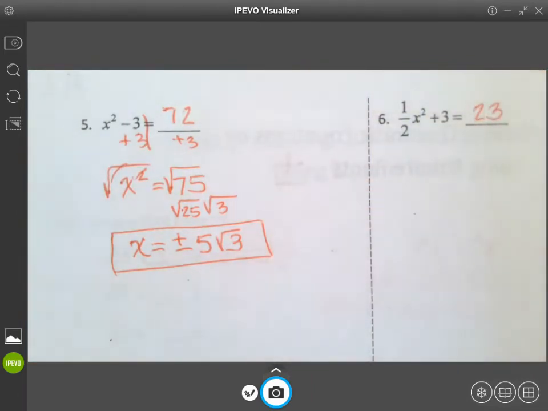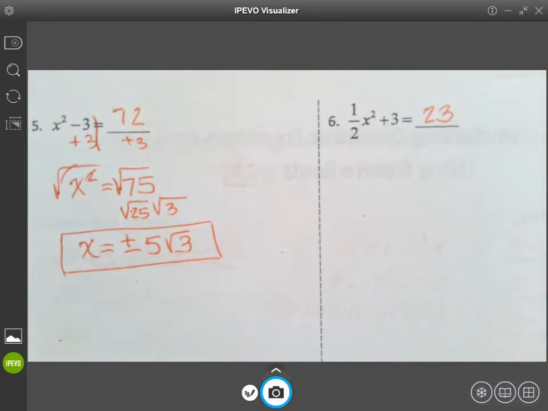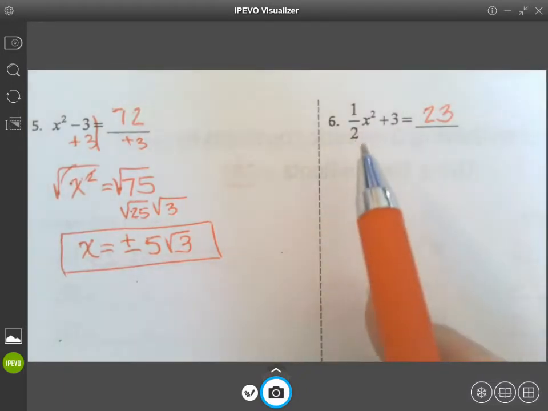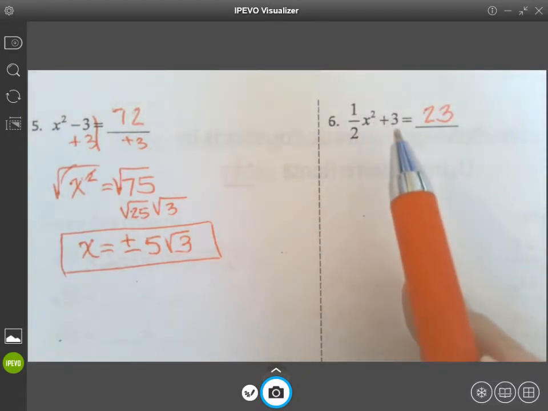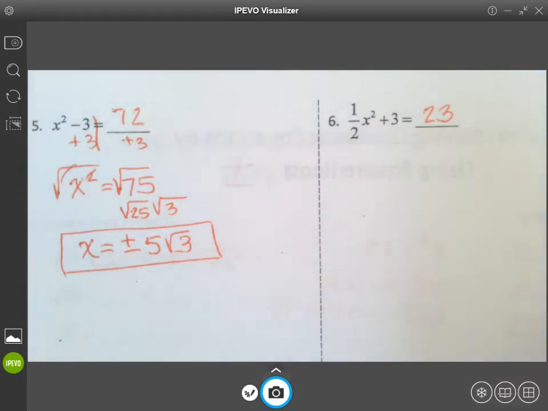Next problem is 23. There's more stuff going on. So I have a half, I have a power of 2, and I have a 3. What should I get rid of first?